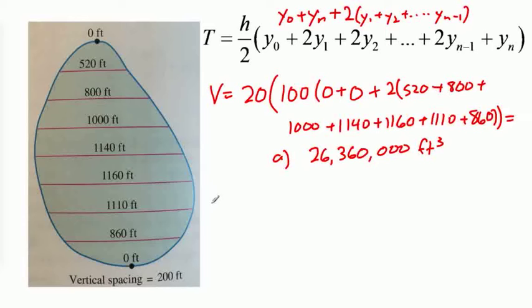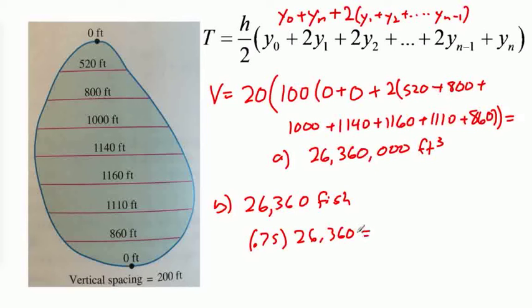Now, for B, I plan the season with 1 fish per 1,000 cubic feet. So I'm going to take this and divide it by 1,000. In other words, I want 26,360 fish. That's how many fish I'm going to have. I want 25% still there at the end of the season. So in other words, I'm okay with 75% of these fish being caught. And if you put that in your calculator, you end up getting 19,770 fish to be caught.